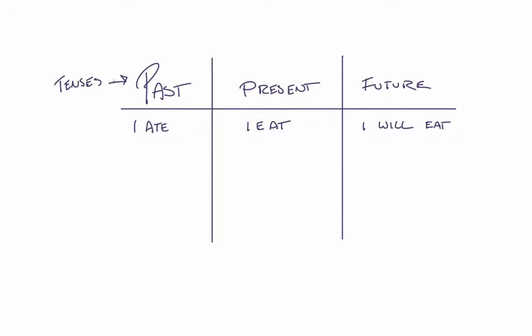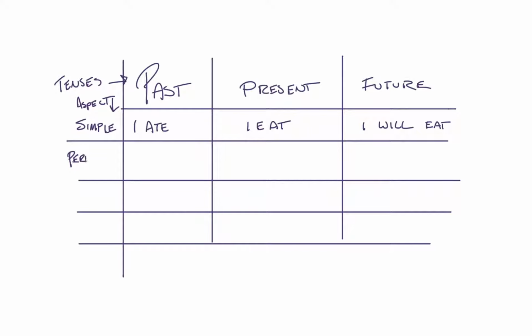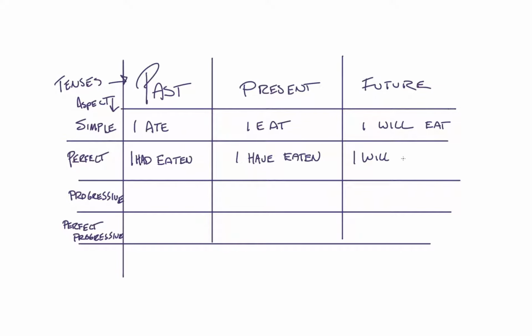But then we can add another element to this, and that's aspect. And that'll go this way. What I've just done for you is the simple aspect. But in addition to the simple aspect, there is the perfect, the progressive, and the perfect progressive. Perfect aspect is for completed actions, as in, I had eaten a cookie in the past perfect, I have eaten a cookie in the present perfect, and I will have eaten a cookie in the future perfect.